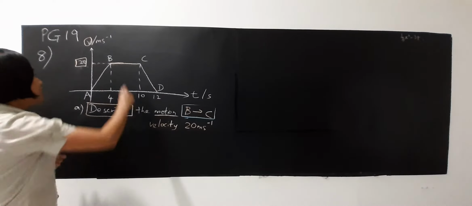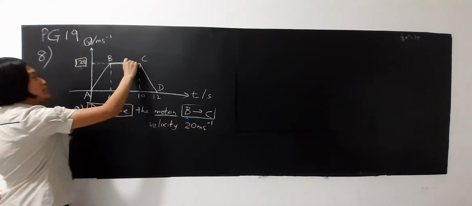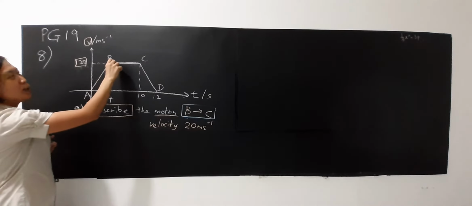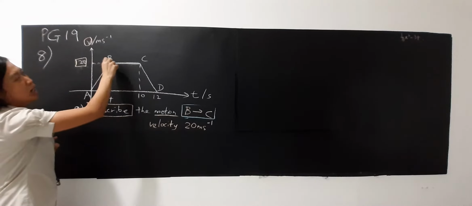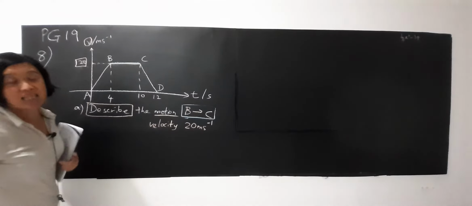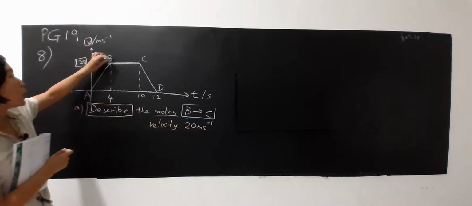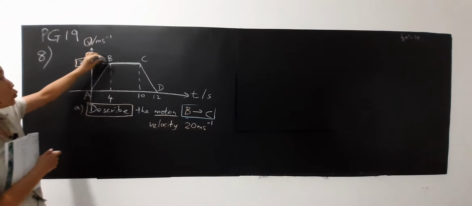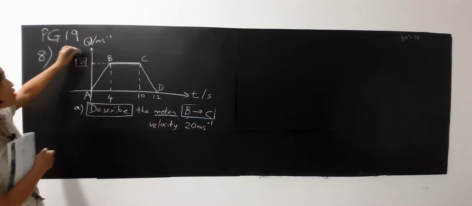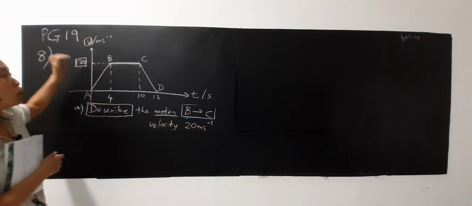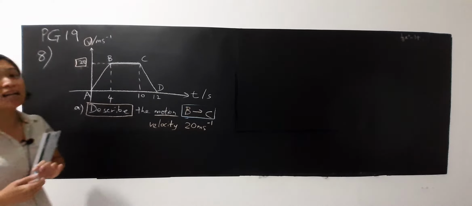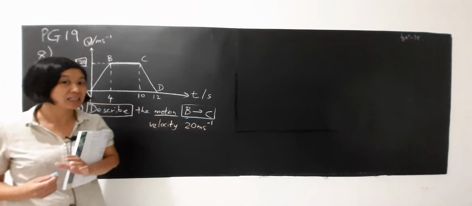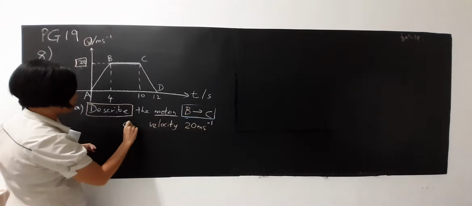Okay. So if we look at this part only, what can you see actually? Along the motion here, or along the journey from B to C, what you can observe is that it is constant. It maintains the same value of velocity, which is 20 meters per second along the journey. So what is this called? Constant. There is a keyword, constant, here.